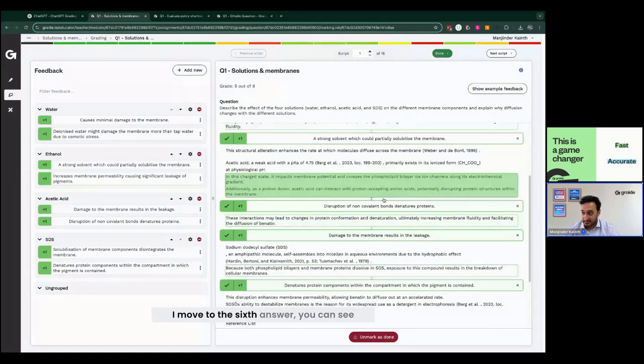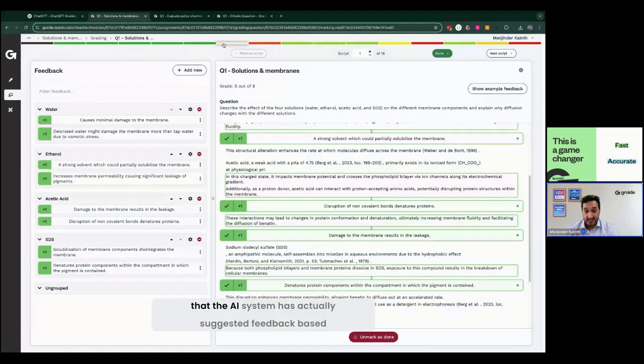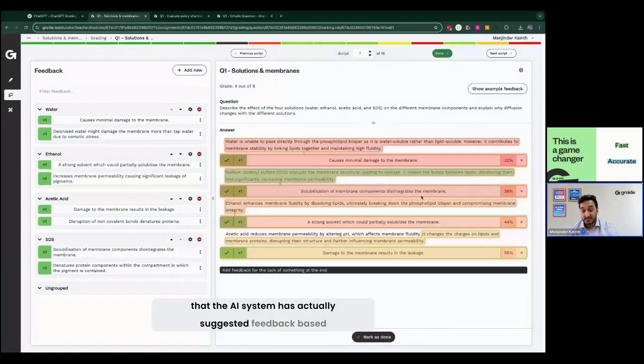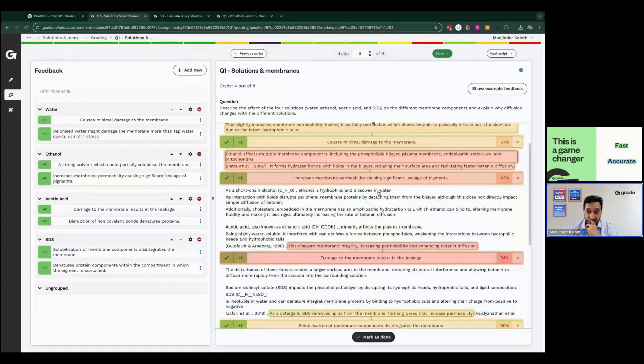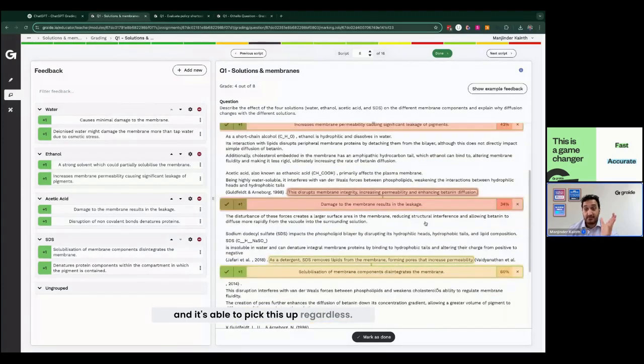And if I move to the 6th answer, you can see that the AI system has actually suggested feedback based on the way that I've marked the previous work, except this time it's on really long form responses. You may have seen this before on the shorter form answers, but this is actually much more difficult to do. And it's able to pick this up regardless.